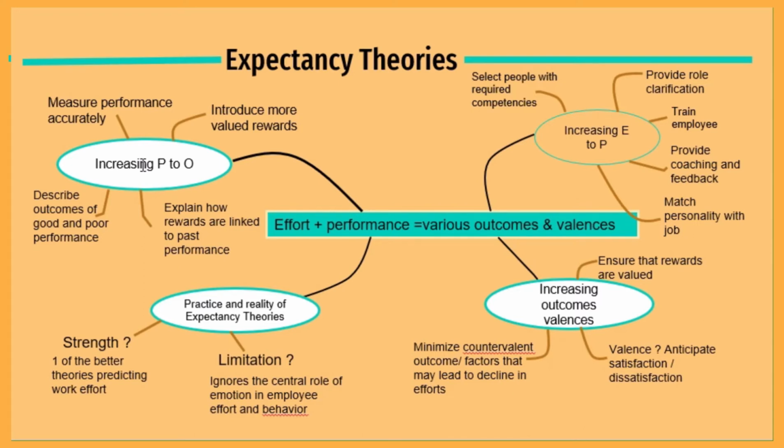In terms of increasing outcome valence, valence is about the satisfaction and dissatisfaction that an individual feels towards an outcome. In practice and reality, expectancy theory has strength as one of the better theories for predicting effort.